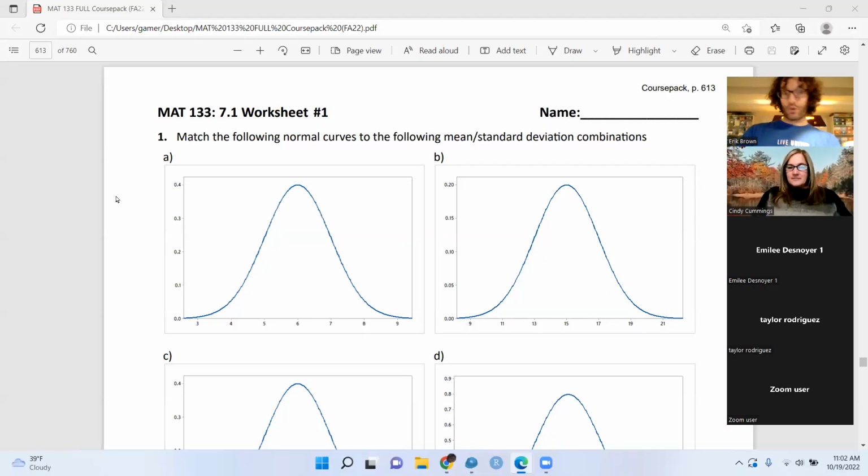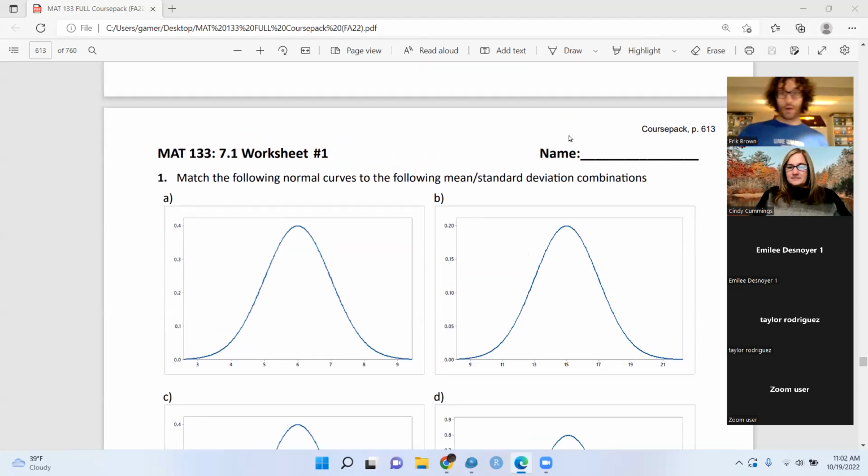Okay, so does anyone have any questions on 7.1 worksheet 1? This is for 033. Why is it 0.033? Meaning Cindy. Nice. Okay.